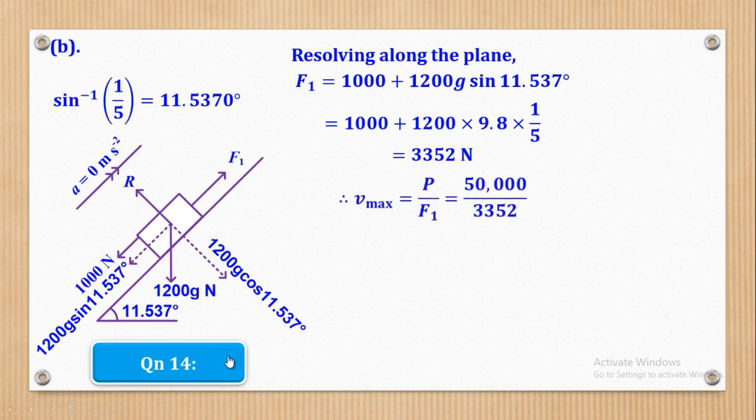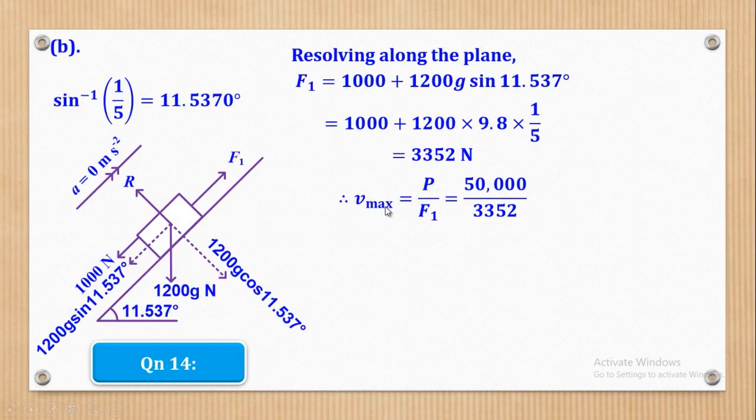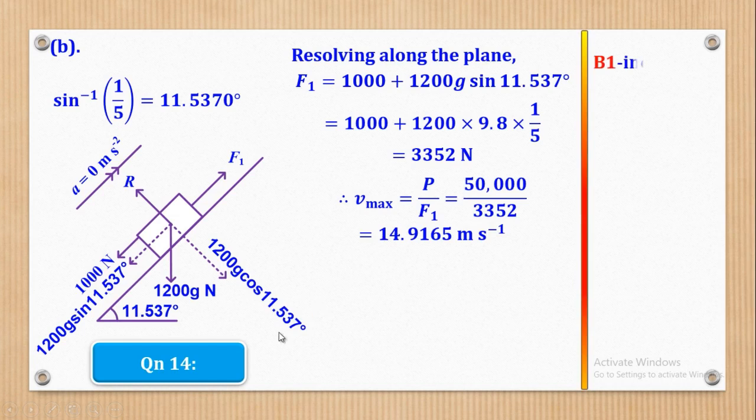Next is to get the speed which was required, because in the question they said find the maximum speed up the incline. I know that maximum speed is equal to power over the forward force, which will be power was 50 kilowatts, which is 50,000 watts, over forward force, which is 3,352. So when I use a calculator, I'll come up with my maximum speed as 14.9165 meters per second.